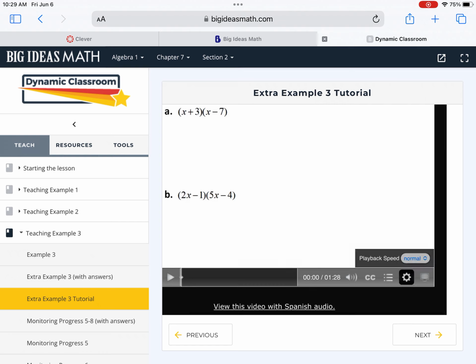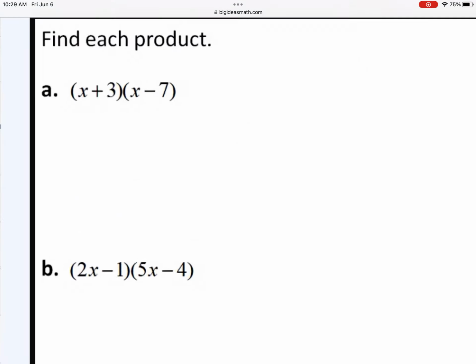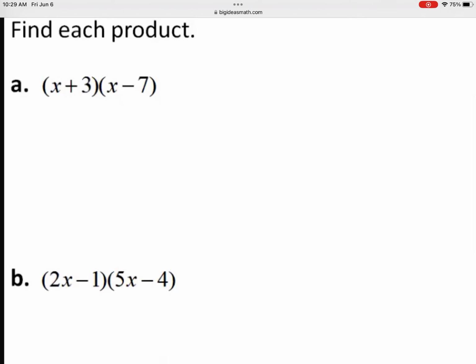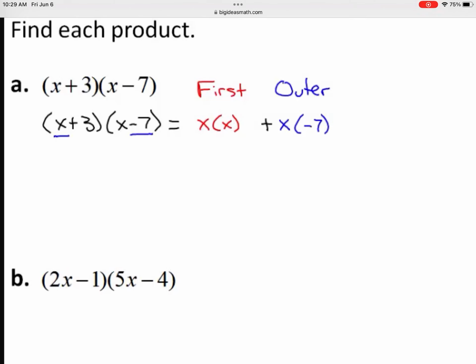Find each product. Part A. The quantity x plus 3 times the quantity x minus 7. Use the FOIL method. Multiplying the first terms gives x times x. Multiplying the outer terms gives x times negative 7. Multiplying the inner terms gives 3 times x. And multiplying the last terms gives 3 times negative 7.